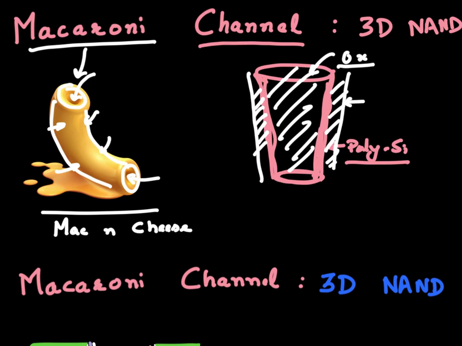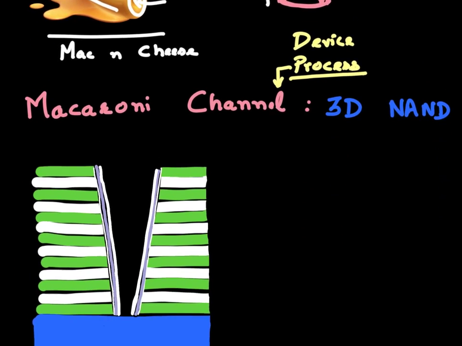polysilicon tube. So let's understand why we use this macaroni channel. And there are two reasons. One is based upon the device design, and the other one is based upon the process. So let's understand the process argument first, why we use this macaroni channel.